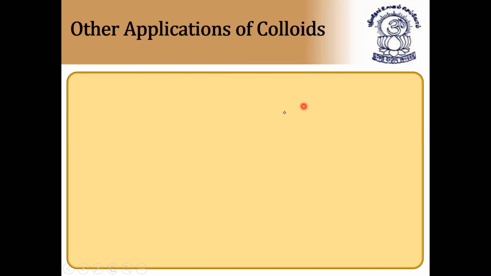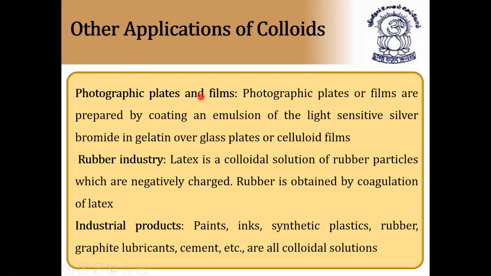Other applications of colloids: photographic plates and films. Photographic plates or films are prepared by coating an emulsion of light-sensitive silver bromide in gelatin over glass plates or celluloid films. These points will also be asked in examinations. Next, rubber industry.